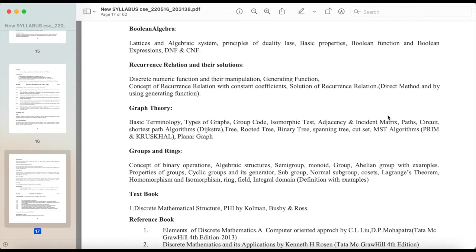81. Boolean Algebra, Lattices and Algebraic System, Principle of Duality, Basic Properties, Boolean Function and Boolean Expressions, DNF and CNF. Recurrence Relation and their solutions, Discrete Numeric Function and their manipulation, Generating Function, Concept of Recurrence Relation with Constant Coefficients, Solution of Recurrence Relation by Direct Method and by using Generating Function. Graph Theory: Basic Terminology, Types of Graphs, Group Code.